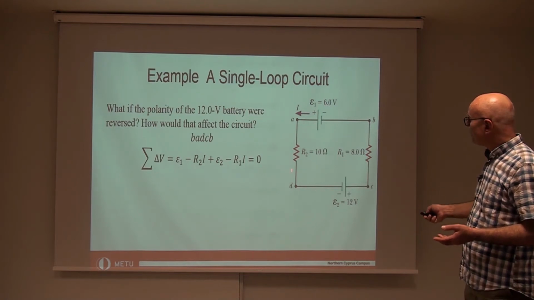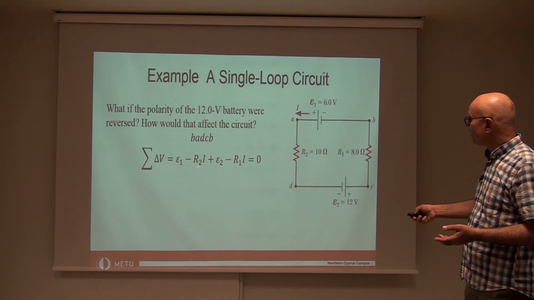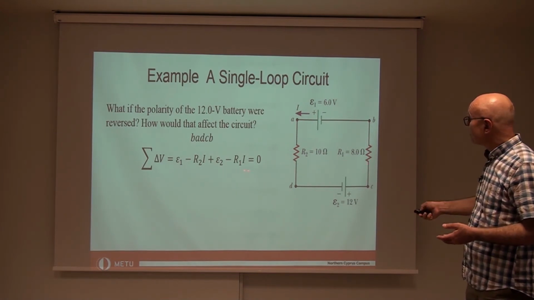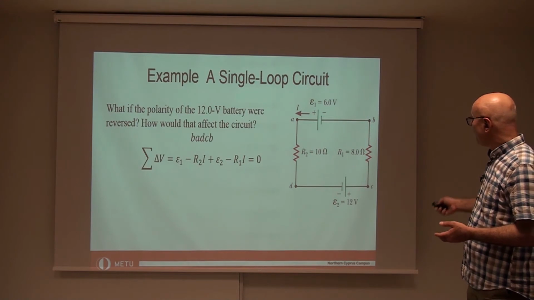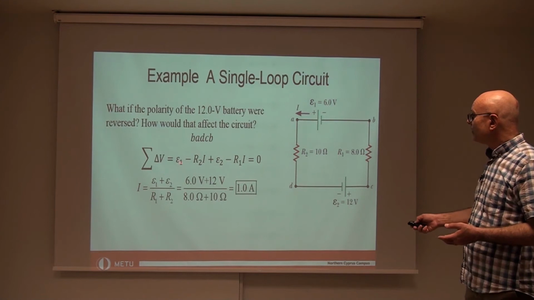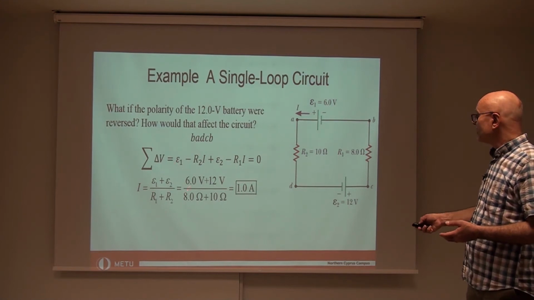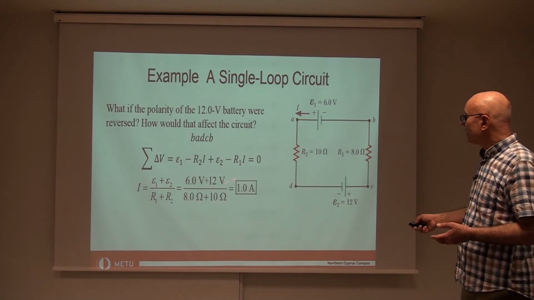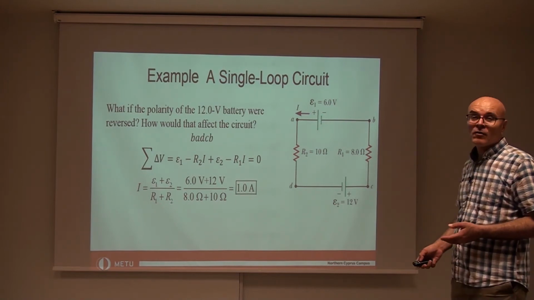Here again, moving along the direction of the current, so it's minus R2I. Here again, from the negative to the positive, so plus 12 volts. Here again, along the direction of the current, so it's minus R1 multiplied by I. Substitute for the E's and the R's, and you get E1 plus E2 divided by R1 plus R2. This is the current, and you get the current to be equal to 1 ampere.